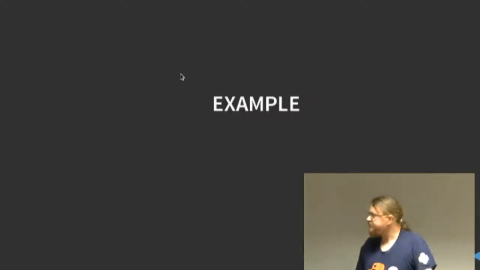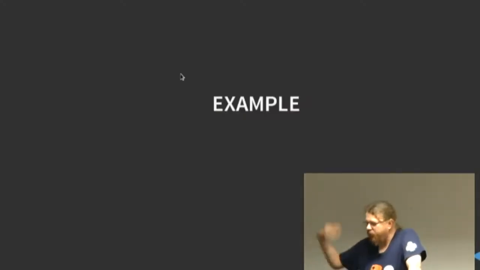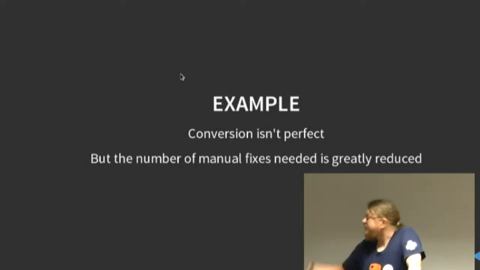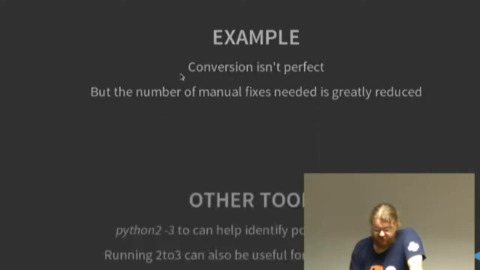Modernize gives you something that's much more what you do if you do a manual conversion using six. The conversion isn't perfect. There are a couple of small fixes you need to make. But really, the number of manual fixes you need to make is greatly reduced. I had to change one line in each of those things, as opposed to the tools doing 12 or 13 changes for me. So this gives you a lot of things.